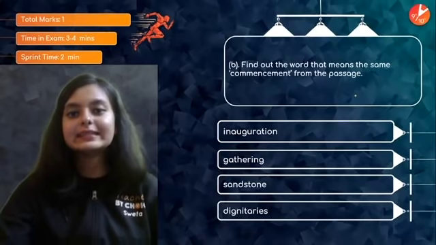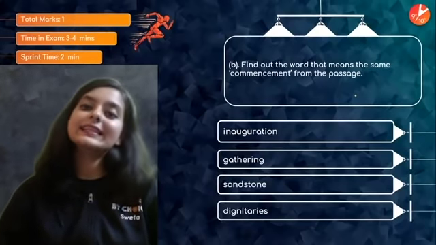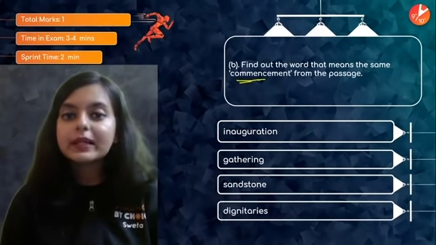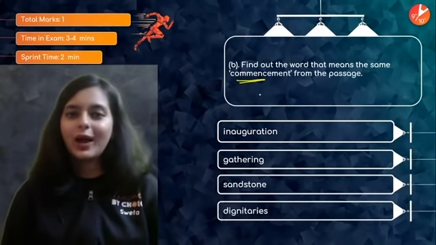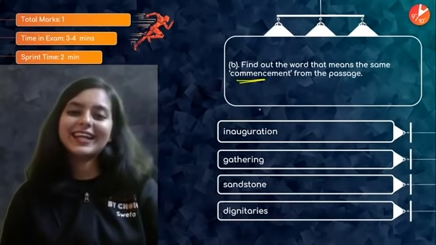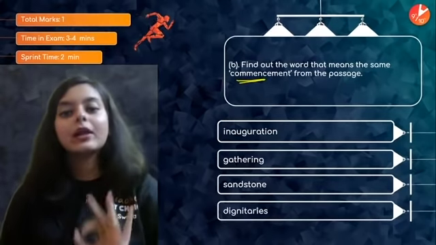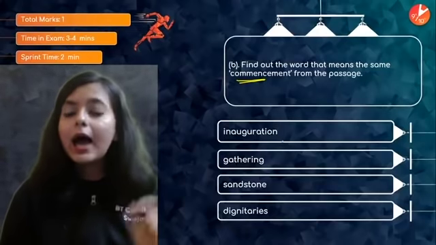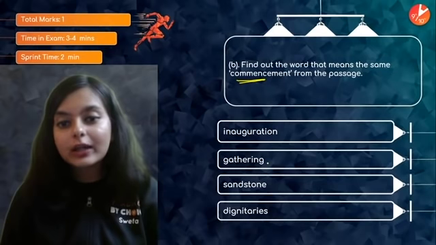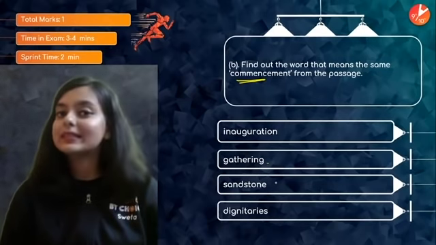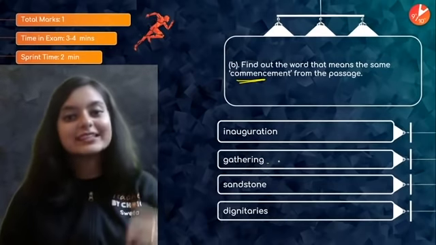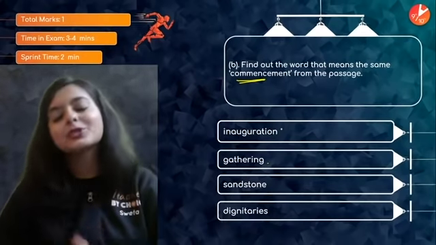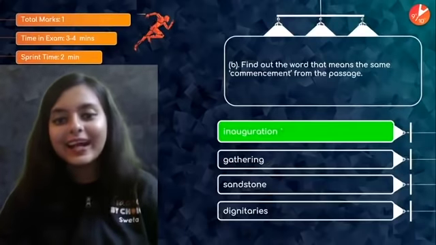Next question is, find out the word that means the same as commencement from the passage. So you have to find out the word which means commencement. Very simple. Only one word you had in the passage, right? But still you need to read all the options. Quickly glance through all the options and then select your correct answer, because you may get another synonym in the second option and the third option may say both A and B. In that case, if you only read the first option and mark your answer, you may go wrong. So please do not give that chance to yourself, right?